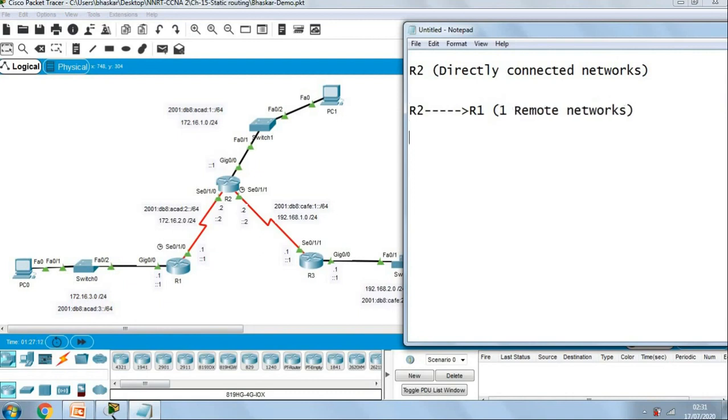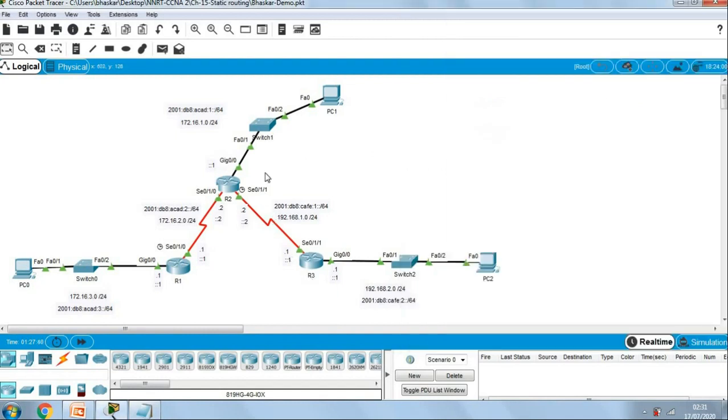The next question is, from router R2, I want to connect to router R3 LAN. So how many remote networks are there to reach from R2 to R3 LAN? See here, I am at R2. It means from PC1 I want to communicate to PC number 2. See the path, PC1 to R2, and from R2 to R3.